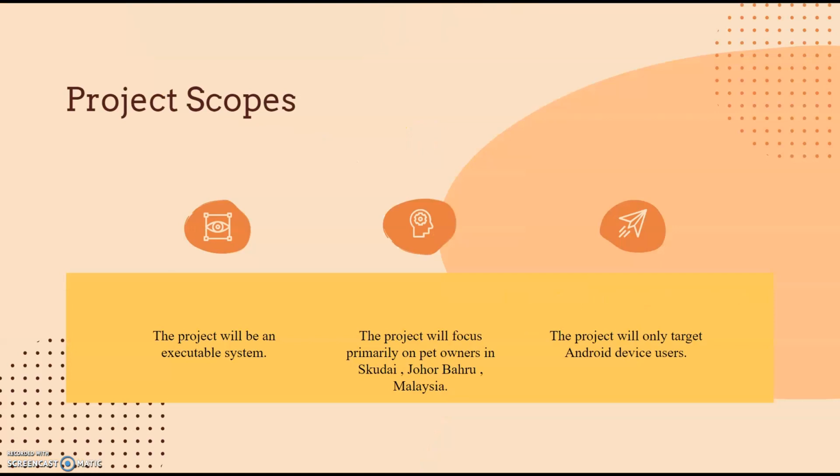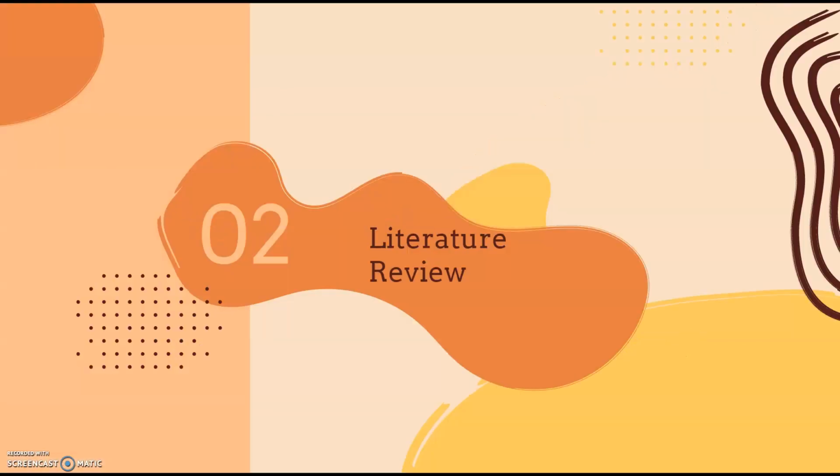So the scopes. We have three scopes. First of all, the project will be an executable system, obviously. Second of all, the project will focus primarily on Skudai, Johor. The reason for this is I don't want the project to go to a bigger scope because I want to try it for a small region first. If I get a positive review, then we can add more functionalities to it and we can expand it to, I don't know, maybe one day cover Johor Bahru. And third of all, the project will only target Android devices because I think Android is the most used phone platform now, so might as well do it for Android.